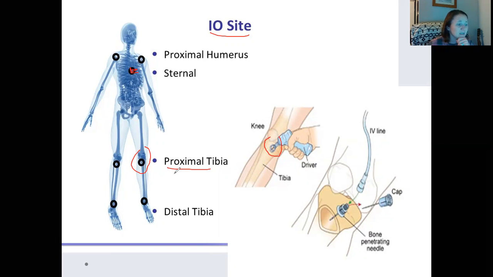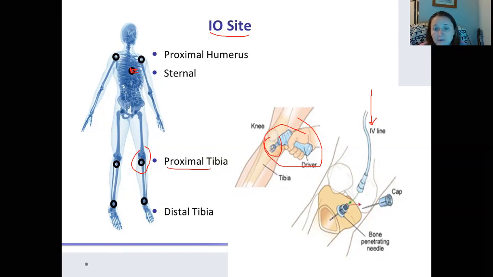They'll be trained, and it's kind of like a driver, but it's like a gun, and it drills that needle in, and then you can run fluids and administer those life-saving medications we talked about on the algorithm. You can administer through those just like you would an IV. Just run it right through there. So those are your other options if you cannot get an IV placed on your patient.